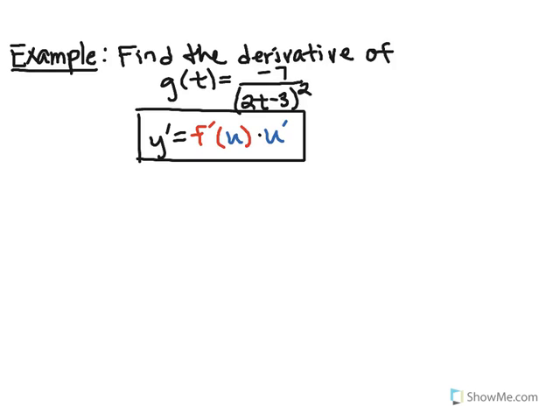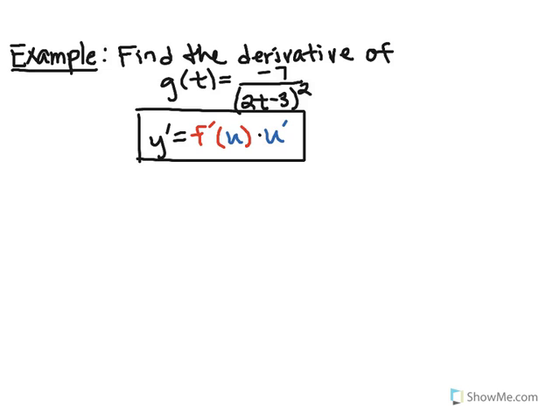Alright, this is another example of the chain rule. This time I'm going to try to follow Newton's notation instead and see if that makes it easier for you. This example says to find the derivative of g of t equals negative 7 divided by (2t minus 3) squared.